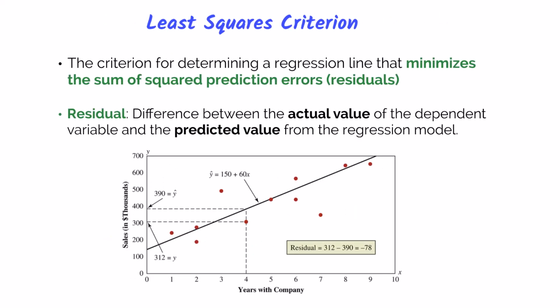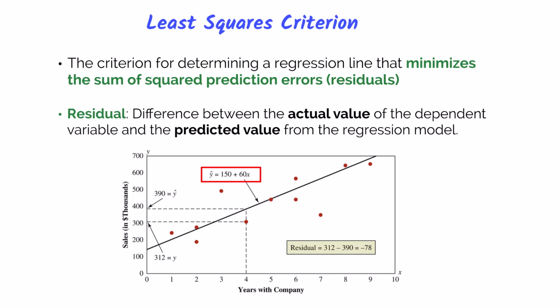The least squares criterion is how we'll be finding the best fitting line. Here, we are trying to find a line that minimizes the sum of squared prediction errors, or residuals. The residual is the difference between the actual value of the dependent variable and the predicted value from the regression model. Here is the equation for the best fitted line for this data.